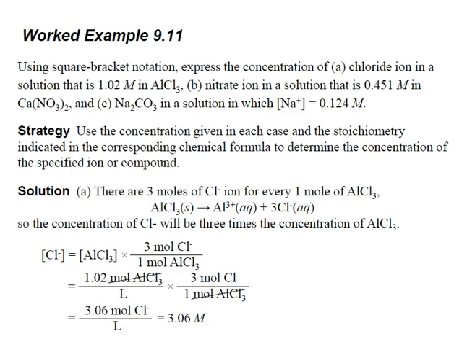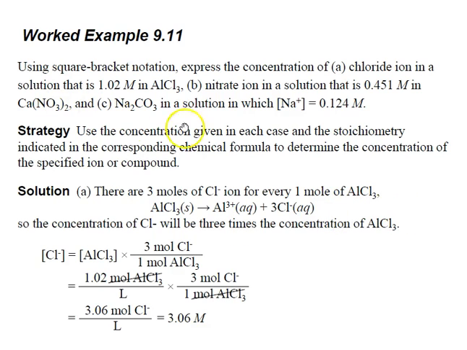Next example, 9.11, using square bracket notation. Express the concentration of A, chloride ion in a solution that is 1.02 molar in aluminum chloride. B, nitrate ion in a solution that is 0.451 molar in calcium nitrate. And C, sodium carbonate in a solution in which the sodium ion concentration is 0.124 molar.